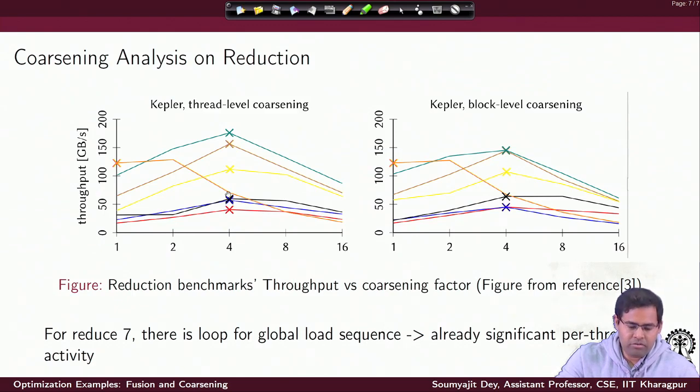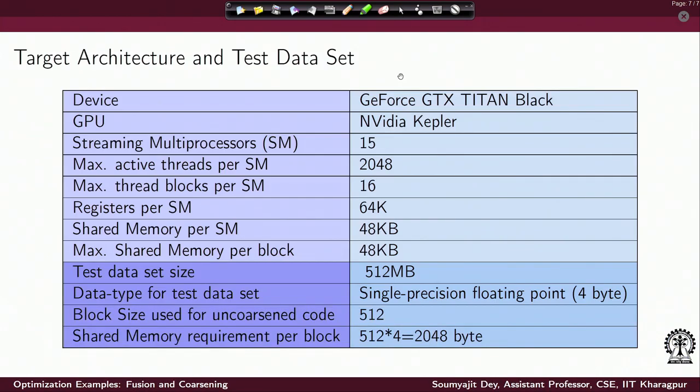But let's now try and analyze in our terms why really these authors were able to get a peak throughput in the Kepler architecture for the other reduction kernels at a coarsening factor of 4. So if you look into the target architecture and the test data set for this work, this is some analysis we are doing, and maybe this is a very good example where we are really talking about optimization in terms of not only algorithmic optimization but also the optimization with respect to the architectural parameters that are there.